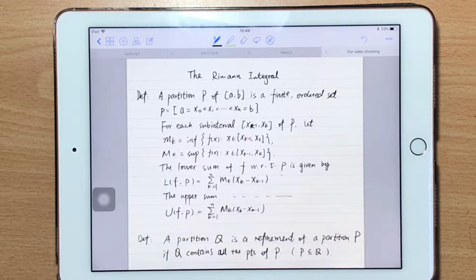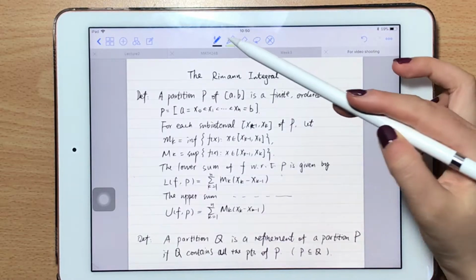The integral is to calculate the area of the shape constituted by the function, the curve, and the axis, right? And it's pretty much the same geometric meaning of the Riemann integral, except we also introduce limit into the formal definition of the Riemann integral. So in this video, I'm gonna first introduce the concept of a partition.